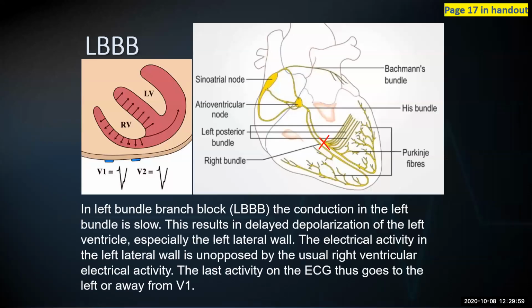So let's look at the anatomy of the left bundle branch block. I'll read this to help out. Its conduction to the left side is going to be slow because, as I put the X here, you can see that the disease is not going to allow that electrical activity to pass down this current. So there's a delayed depolarization of that left ventricle, especially on that left lateral wall, because this is the farthest away from it. So the electrical activity in the left lateral wall is unopposed by the usual right ventricular activity because it's basically on its own. So the last electrical activity you see on the EKG goes to the left or away from V1.